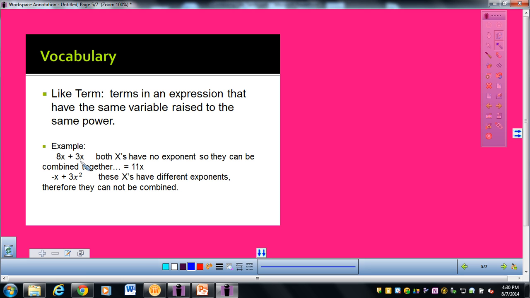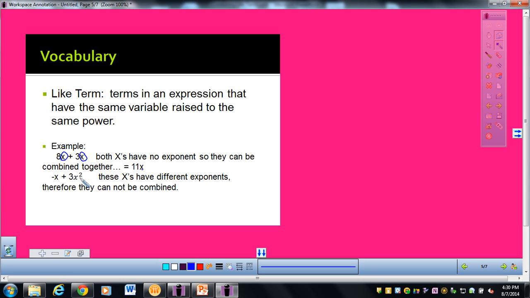Both of these have an x as the variable, and they both have an exponent of 1, or for you right now, they don't have an exponent, but we know that 1s are invisible. You'll learn that later in the year. So because they have the same exponent and they're the same variable, you can combine those together. You just add the numbers together. 8 plus 3 is 11, and carry the x.